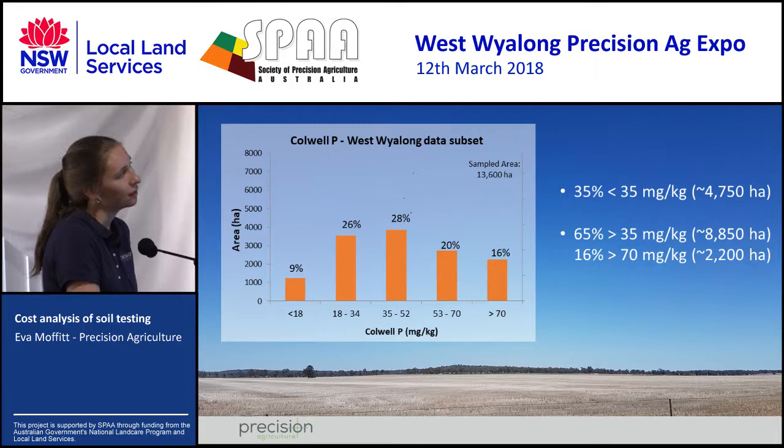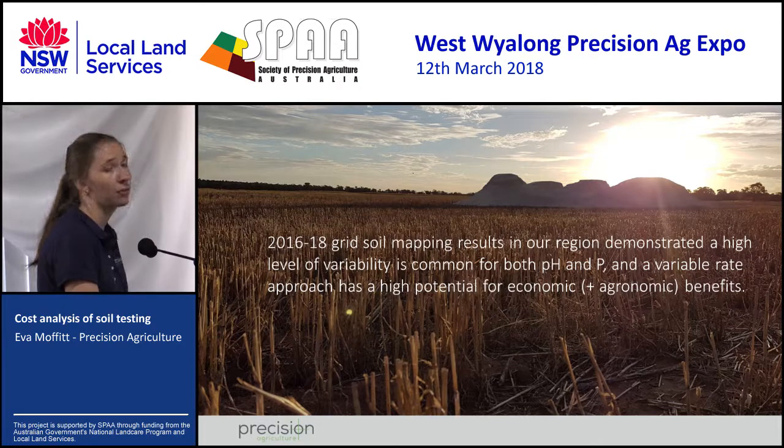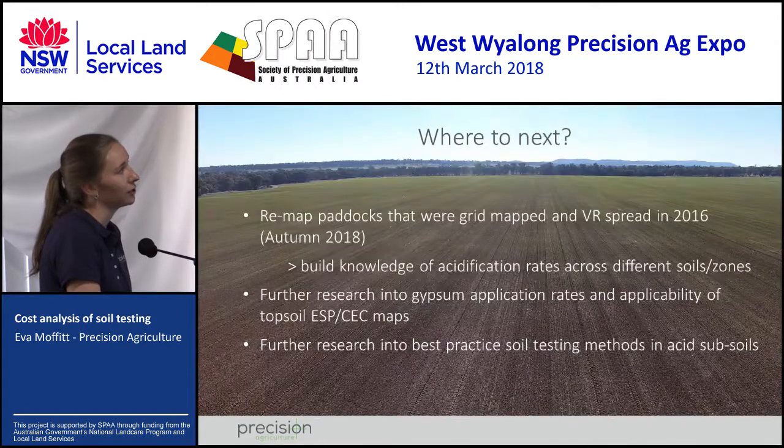And then there's that data in a similar fashion. So we've got 35% of the data below 35 milligrams per kilogram, so we want to be increasing that. And 65% of the data was above 35. 16% was above 70 milligrams per kilogram Colwell P. So a bit of a take-home message: 2016 to 18 grid soil sampling demonstrated a high level of variability is common for both pH and phosphorus in this area, and a variable rate approach has a high potential for economic and agronomic benefits. And then just lastly, where to next for us?